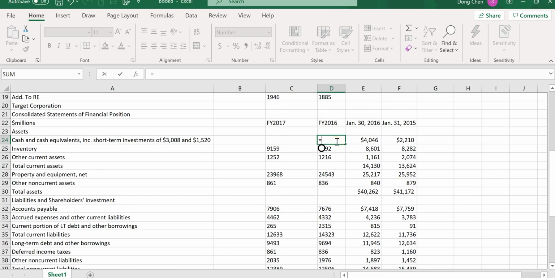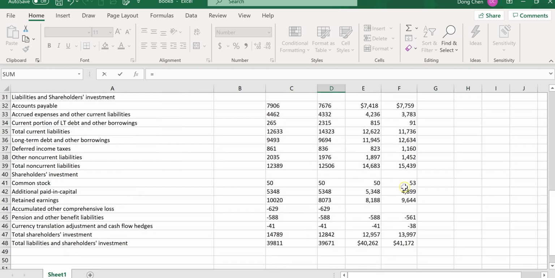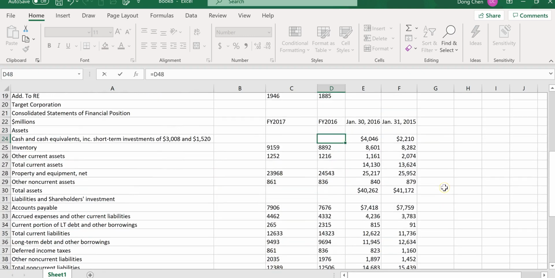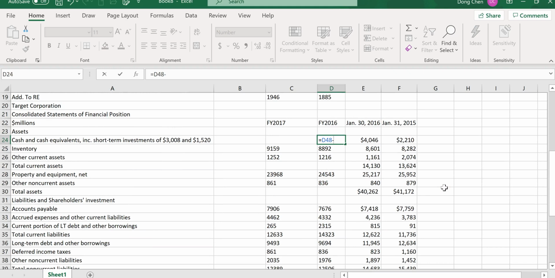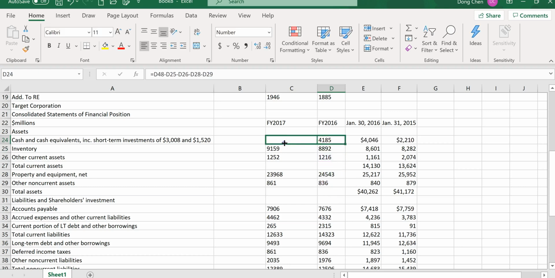So that's gonna be this total liabilities and the shareholders equity minus inventory minus other current assets, and then minus net PPE and minus this other non-current assets. So that's basically what this is. And then pull the cell to the other year.